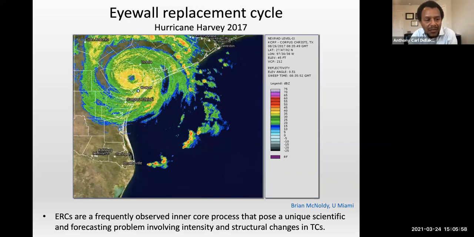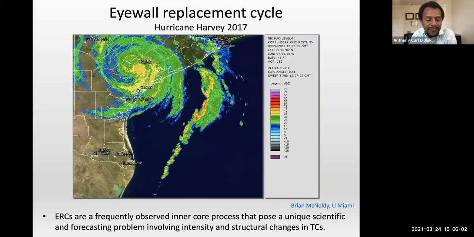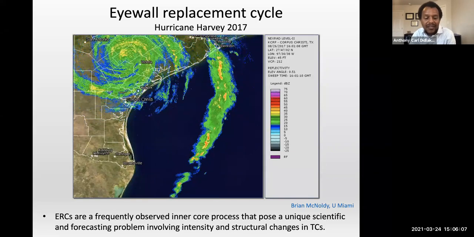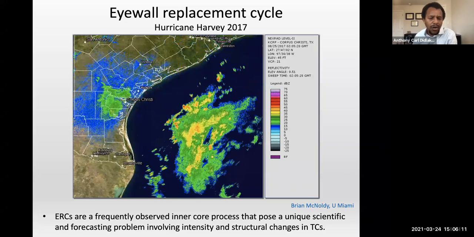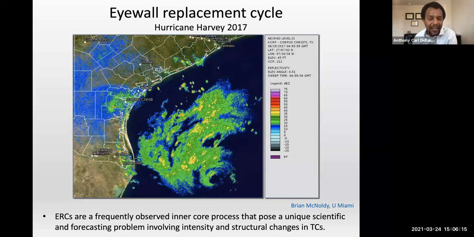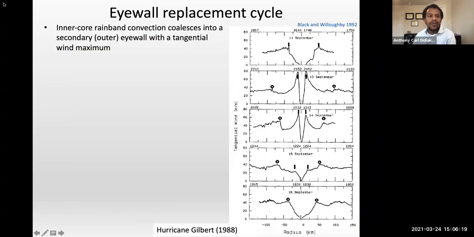There have been a lot of studies that focus on this because they pose a unique scientific problem and forecasting problem, as they involve intensity and structural changes in TCs that are not fully understood and are not always well forecasted. So eyewall replacement cycles can be broken down into a few discrete steps here.